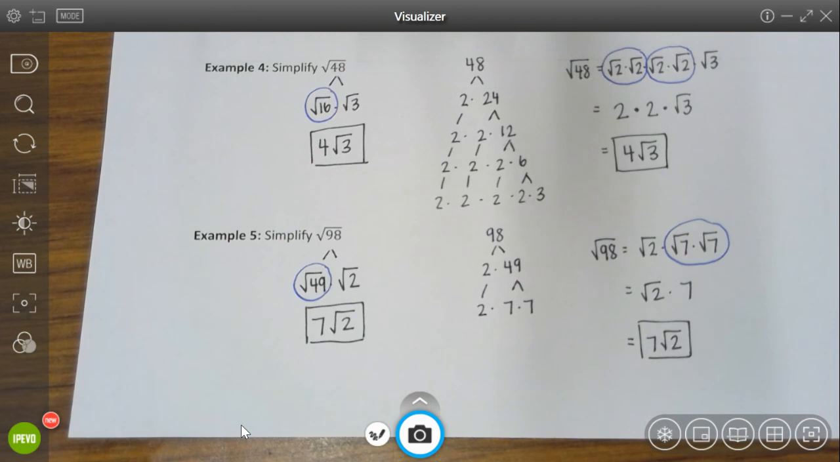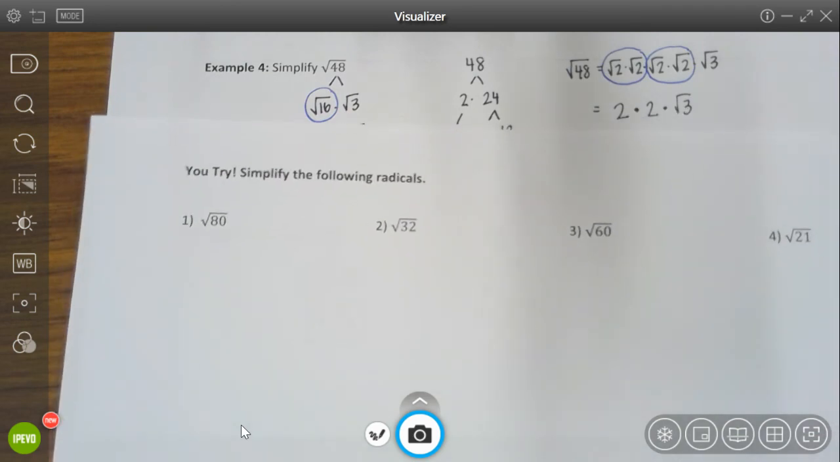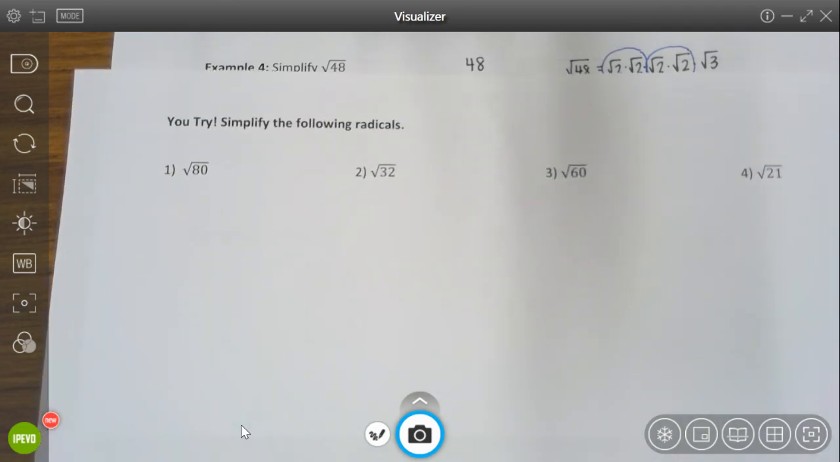So I'm going to have you guys try some examples on your own on the following page where it says you try, and we will talk about them in class on Monday.